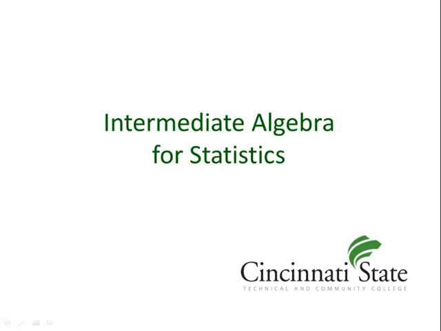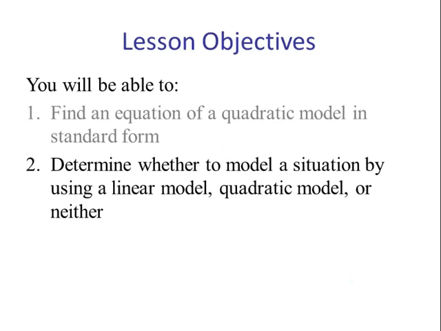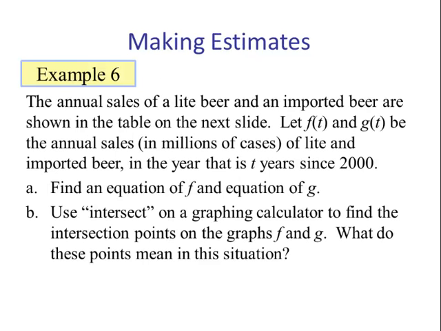Intermediate Algebra for Statistics, Finding Quadratic Models, Part 4. Lesson Objective: Determine whether to model a situation by using a linear model, quadratic model, or neither.